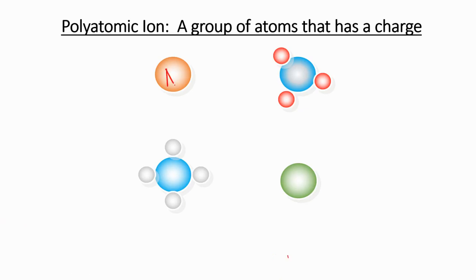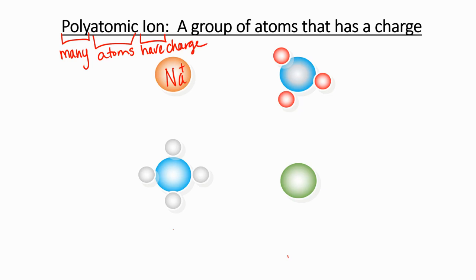So we looked at single atom ions like a sodium ion, but what are polyatomic ions? Let's break down that word. Poly means many or more than one. Atomic is referring to atom, so more than one atom. And what's the ion part? That's all about having a charge. So many atoms that together have a charge. So a group of atoms that has a charge.